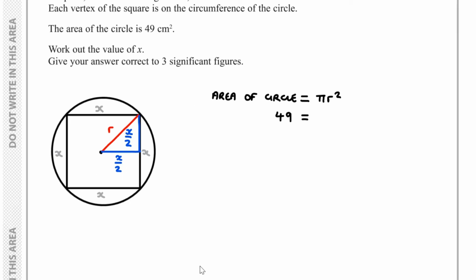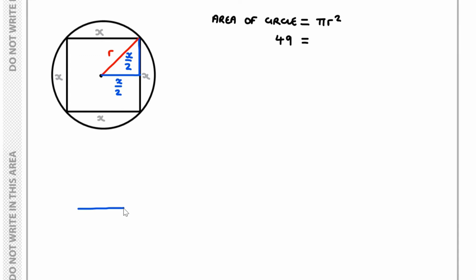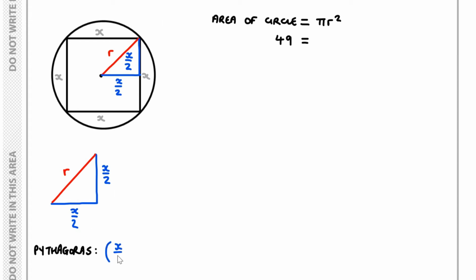So if I draw out this triangle once again, we've got the length here, which is x over 2. We've got the other length here, which is x over 2. And we've got r connecting them together. So we need to find out what r is. We can of course use Pythagoras. Through Pythagoras, we've got x over 2 all squared plus x over 2 all squared. This is equal to r squared.